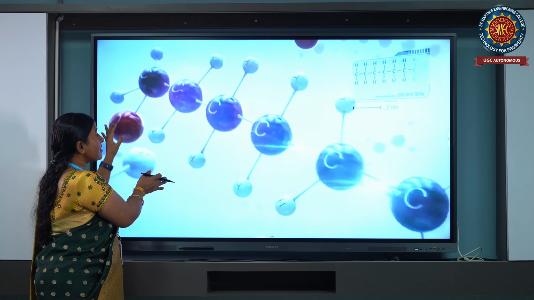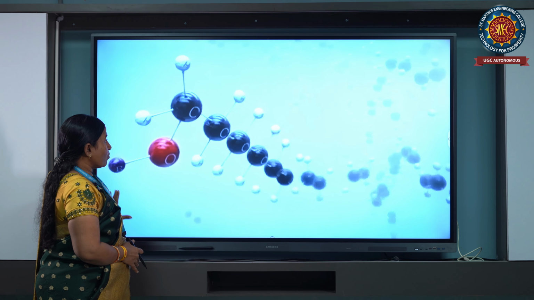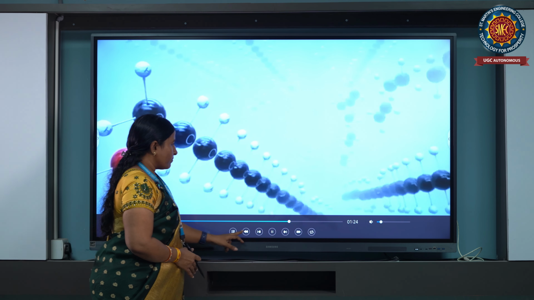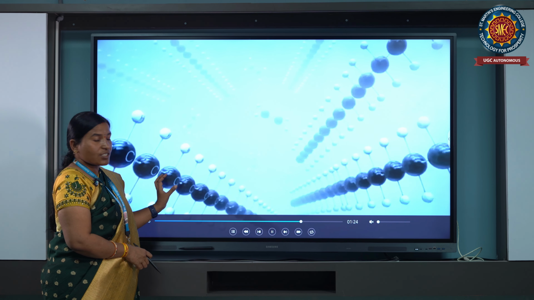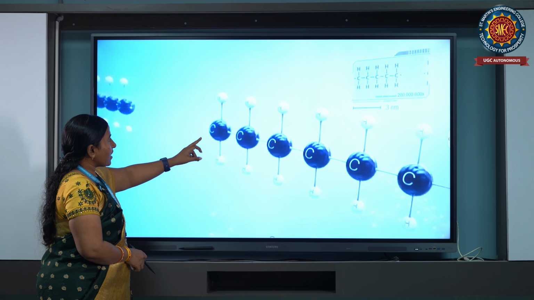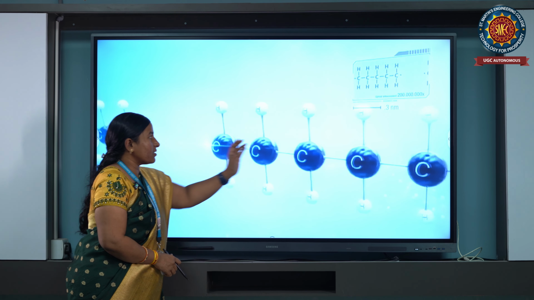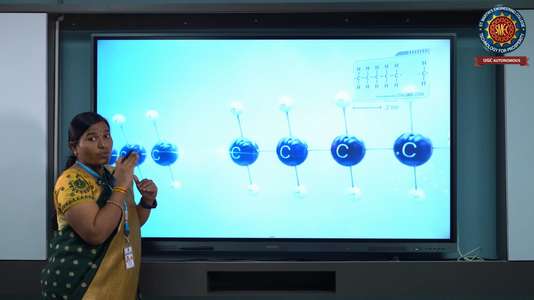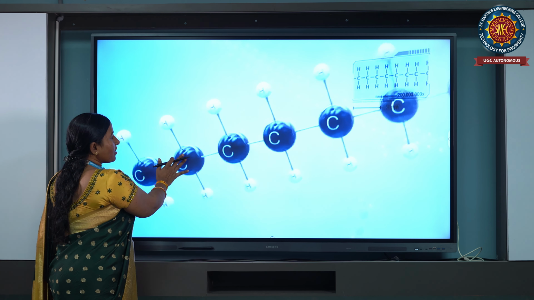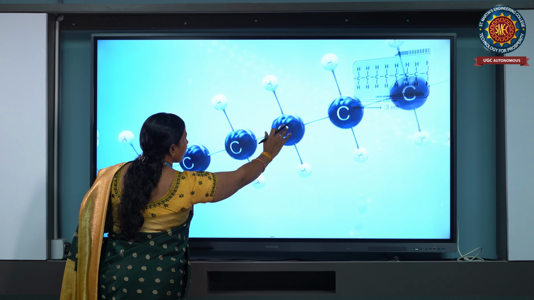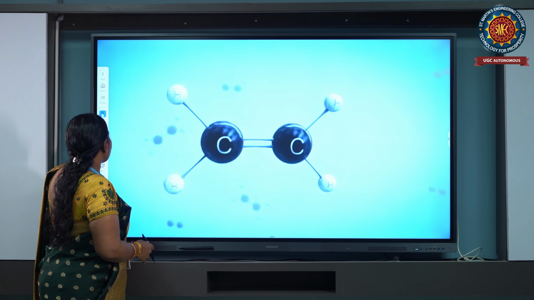Second one is the chain propagation. One after one, it is going to bind with the other monomers. See, one carbon and another carbon make a polymer. It is a long chain. Now we have to stop the reaction. Go to the chain termination step: another molecule with the radical, and you will get the last polymer.